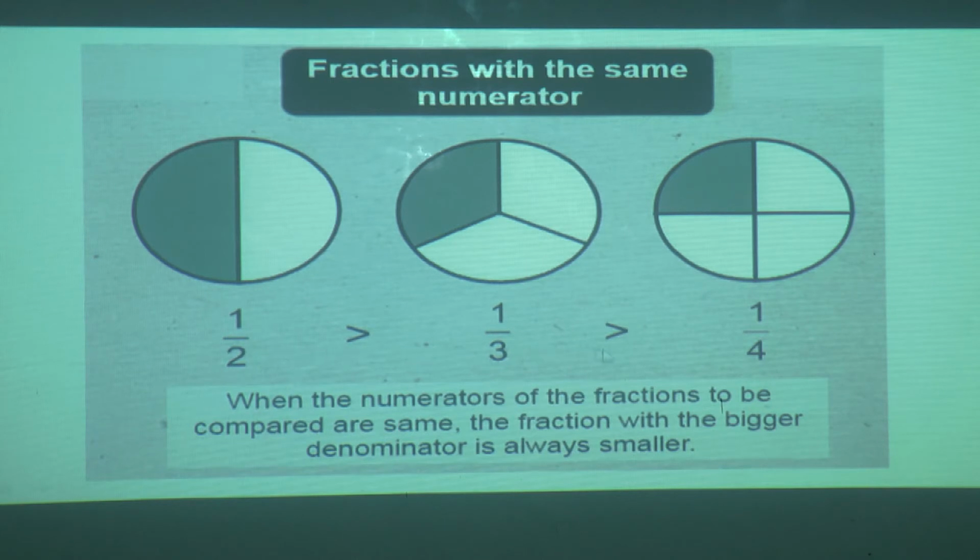Always the denominator should be equal or very similar. Then, fractions with the same numerator, that is, we have 1, 1, 1 in the numerator. Here we will learn by a figure and see how we can do it.